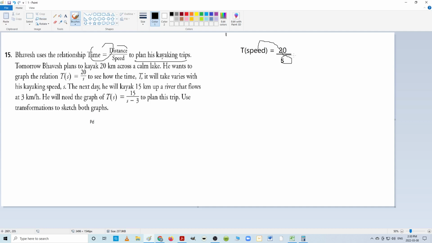time goes down, right? Because we learned from fractions, as the denominator goes up, the result of this goes down. As this goes down, the result of this goes up. So the higher the speed, the lower the time. The lower the speed, the higher the time.